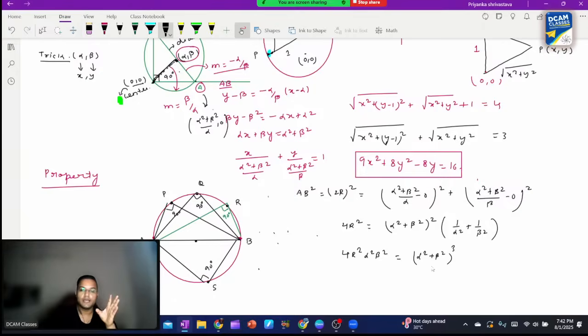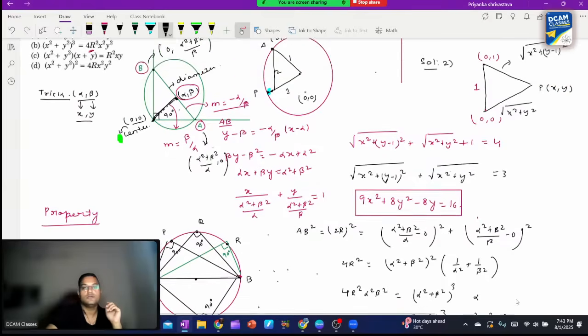Now for finding the locus, we have to change alpha, beta to x comma y, as I have told you. So (x square plus y square) whole cube is equal to 4r square x square y square. That's how you solve it.